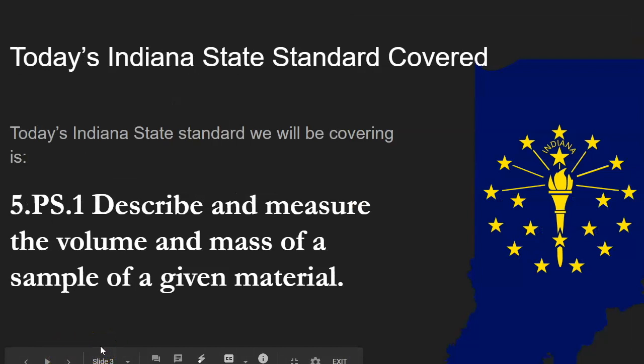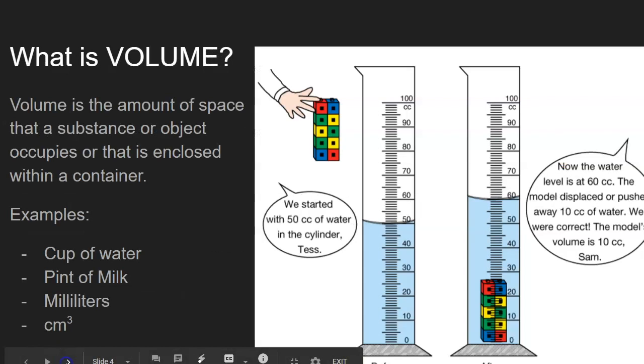Today's Indiana State Standard covered will be to describe and measure the volume and mass of a sample of a given material. What is volume? Volume is the amount of space that a substance or object occupies or that is enclosed within a container. Examples of these are a cup of water, a pint of milk.